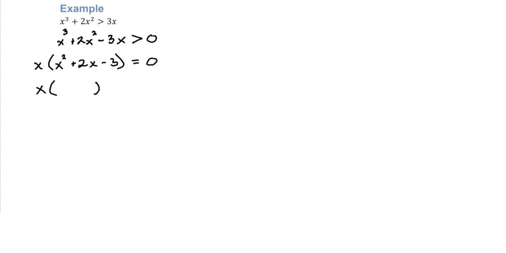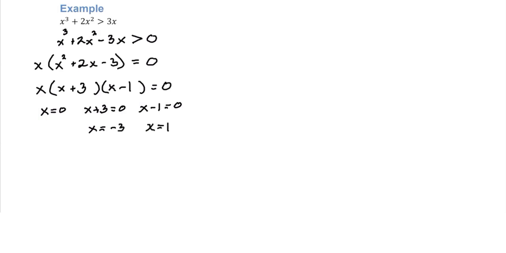We can now factor the quadratic. We have two numbers that multiply to -3 and add to 2 are 3 and negative 1. From here, we just set each of those factors equal to 0 and solve these equations independently. X is 0, x is negative 3, and x is 1. These values, these zeros, or x-intercepts, we will call boundary points.